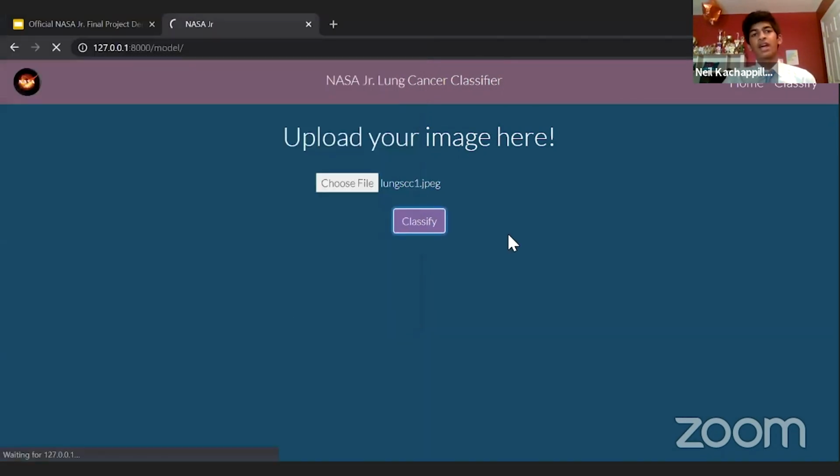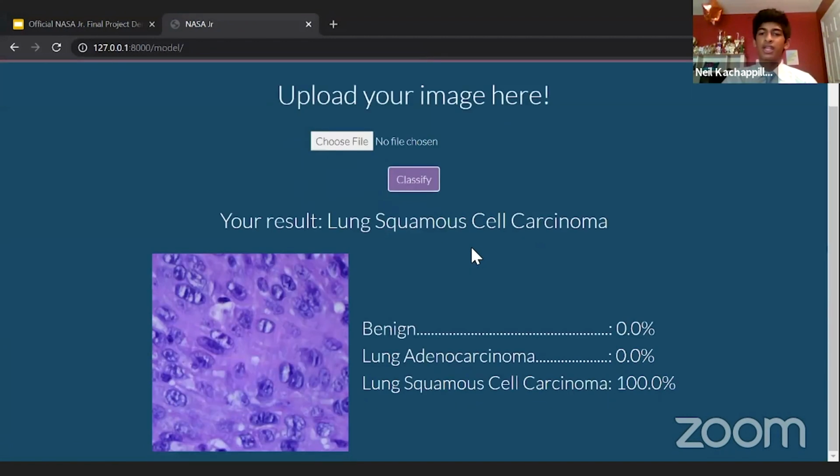And hitting classify will have our model classify this image and output a set of probabilities for each class. So in this case, our model thinks there's 0% chance that it's benign, 0% chance that it's lung adenocarcinoma, and 100% chance that it's squamous cell carcinoma. And thus it displays its result right at the top. It also displays the image you just inputted right here on the left side.